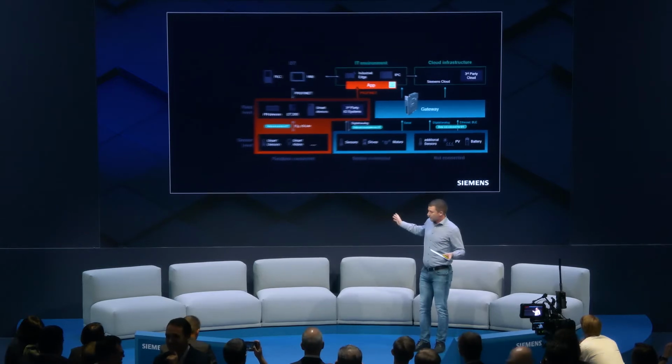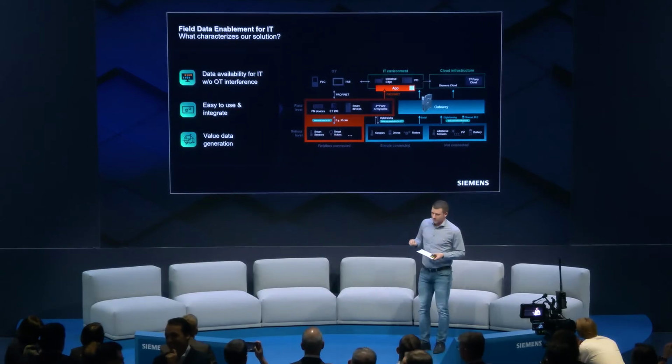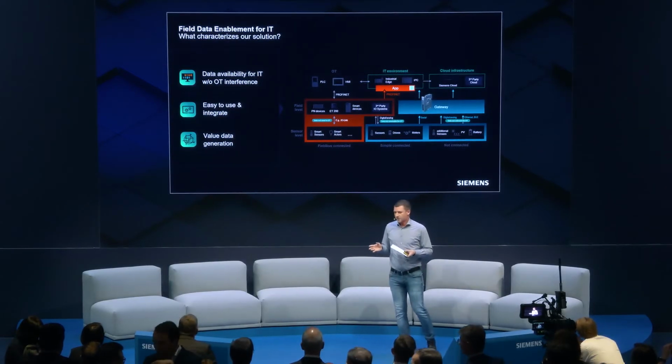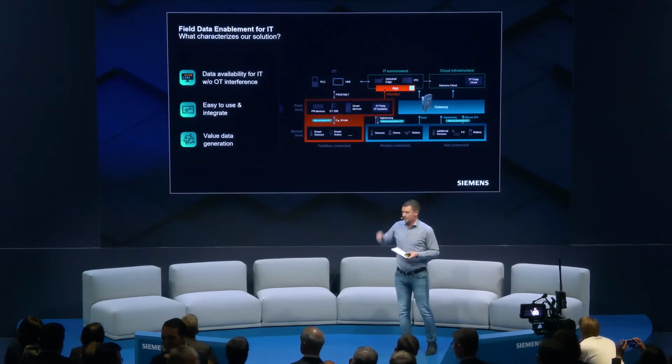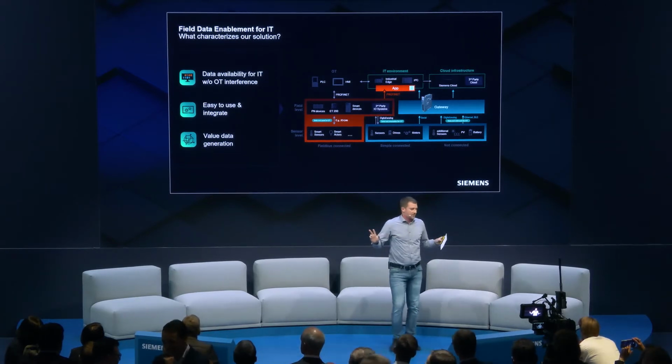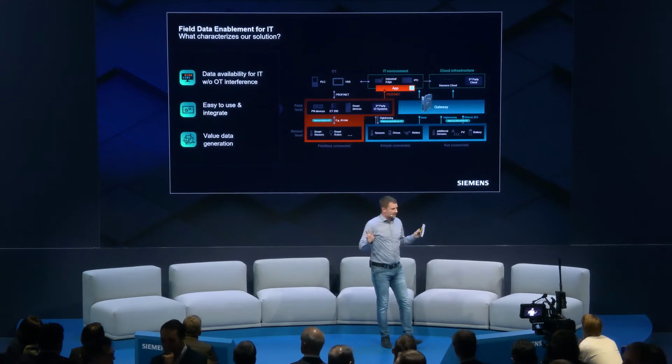So to sum that up, both offerings are complementing each other. It means on the fieldbus side and on the non-fieldbus side, both having three main characteristics. We talk about data availability for IT without OT interference, especially for brownfield applications. That's the major task, especially if you think about the machine owner not being the machine builder. There are some restrictions and nobody wants to lose productivity or quality in their machine.